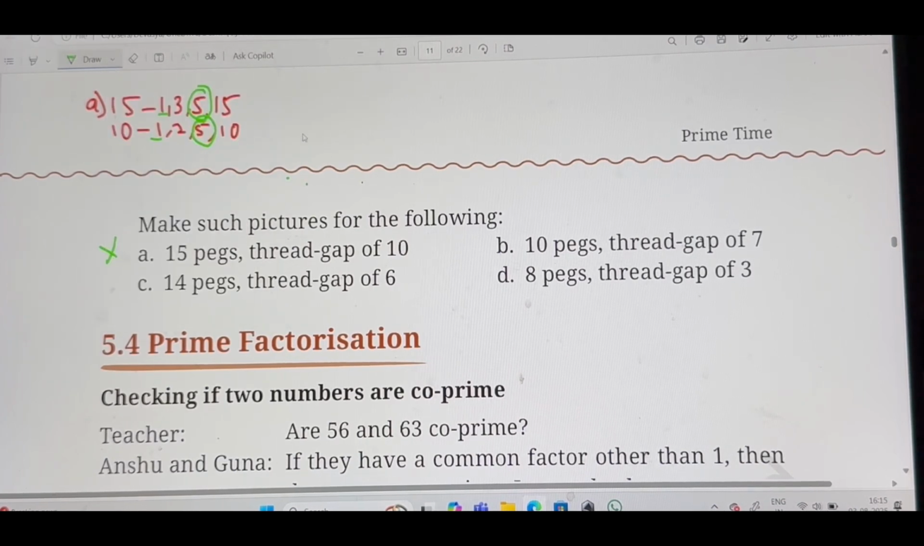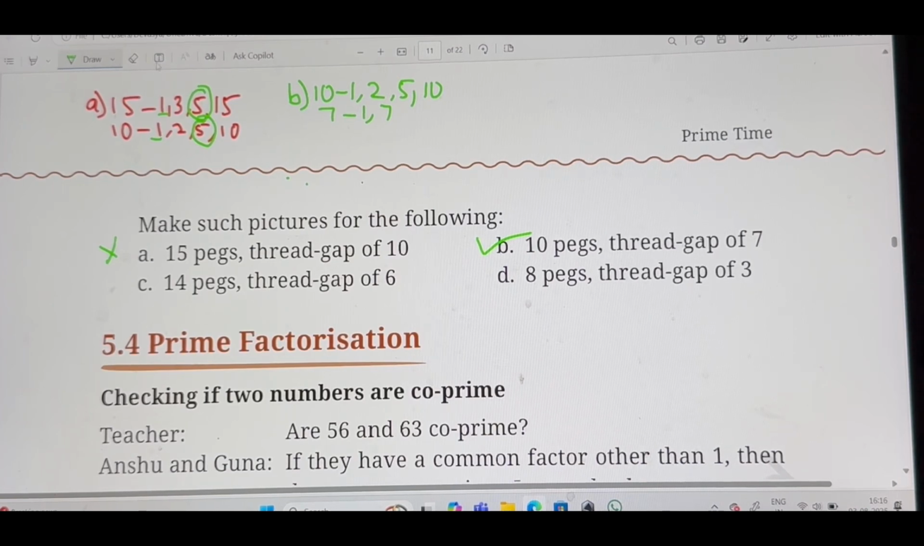Now let us try to solve question number B. 10 and 7. So for 10, the factors are 1, 2, 5 and 10. For 7, 7 is a prime number, 1 and 7. So here, except 1, there is nothing common. So 10 and 7, with this you will get a beautiful design. So they are co-primes.